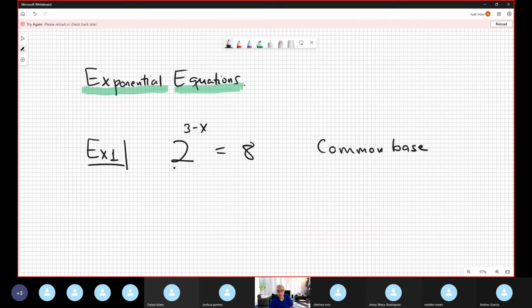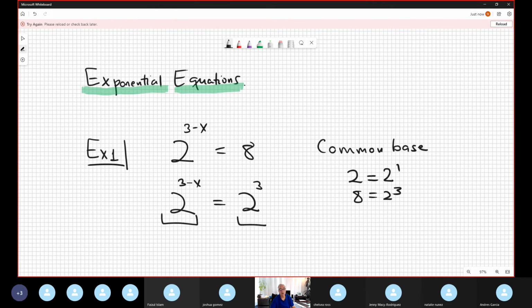In this case, yes, because 2 is 2 to the 1, and 8 is 2 to the third power. Clear? So you replace 8: 2 raised to the 3 minus x is equal to 2 to the third power. Wow, 2 exponential, same base. Some people cancel out the base. It's not technically polite doing that.